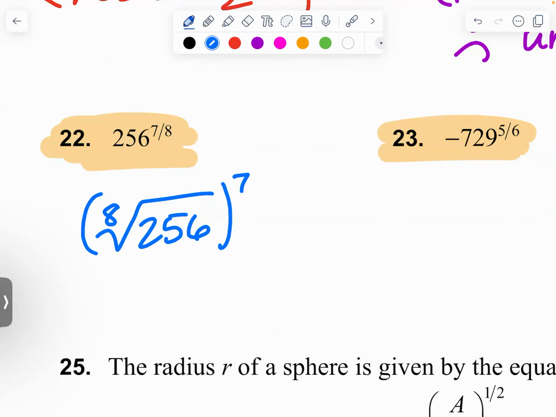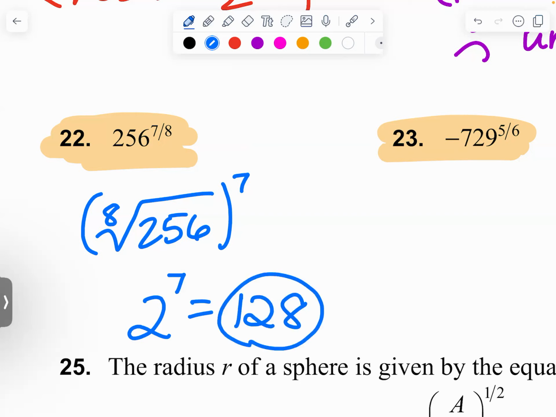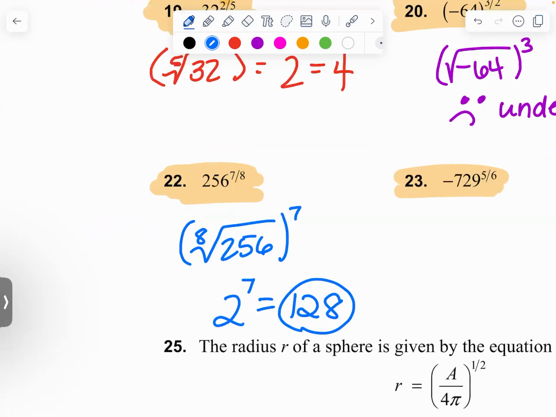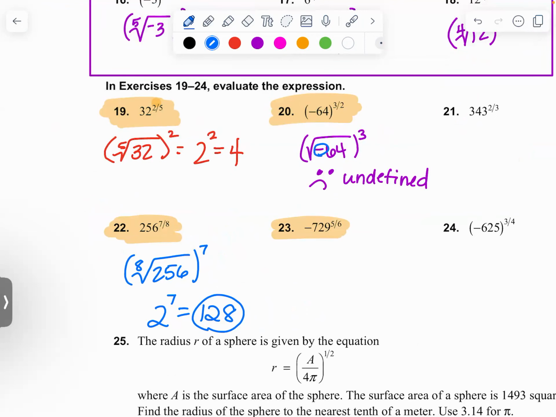So Drew asked a good question. If it's an odd root, negatives will give us a negative answer. Okay. Now the 8th root of 256. Anybody figure what that is? It's 2. So then 2 to the 7th would give us, because we have a negative under an even root.